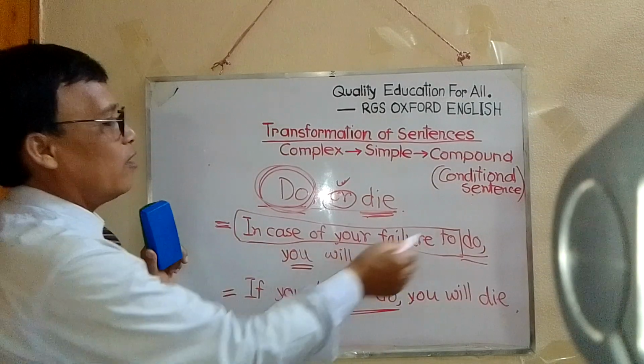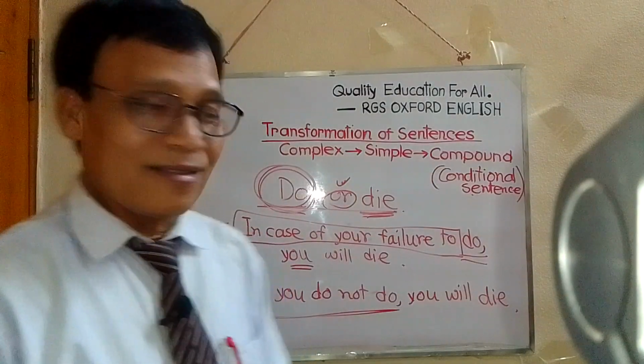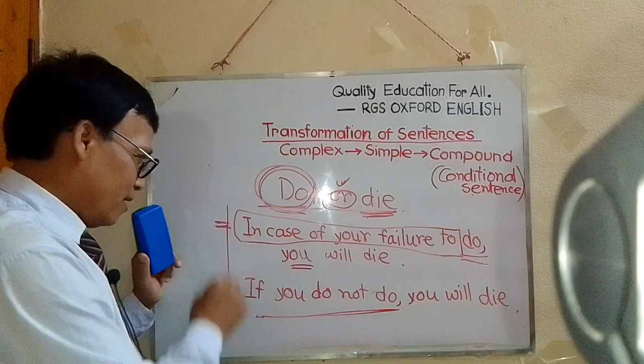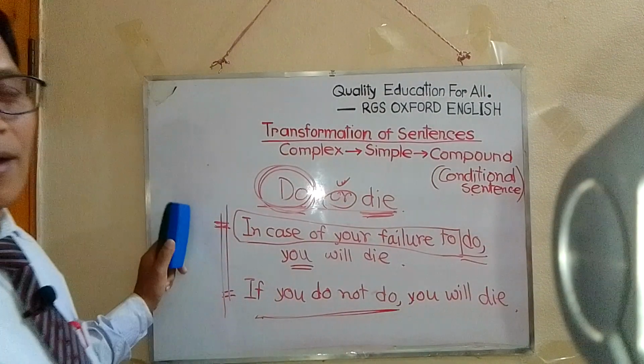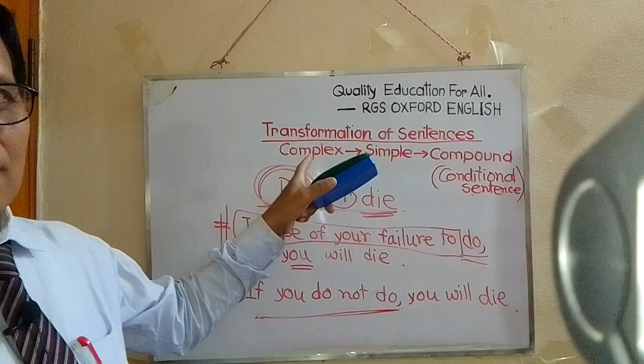So, in case of failure to do, you will die. "Do or die." So in this way, we try our level best to make it compound to simple and complex.